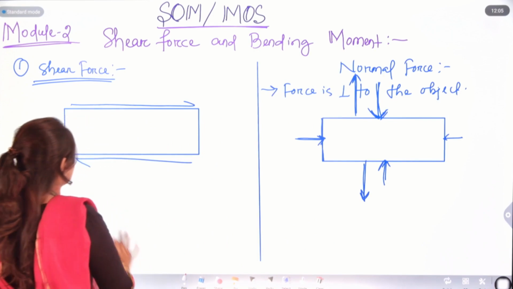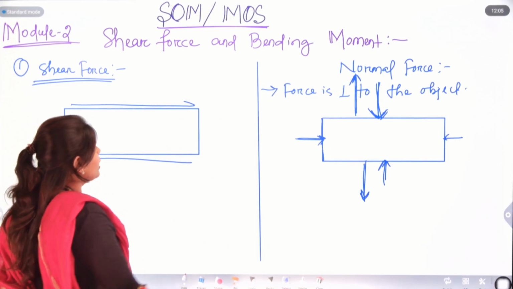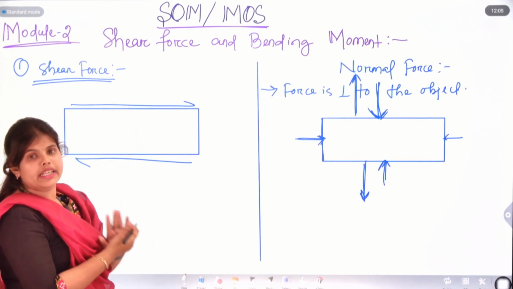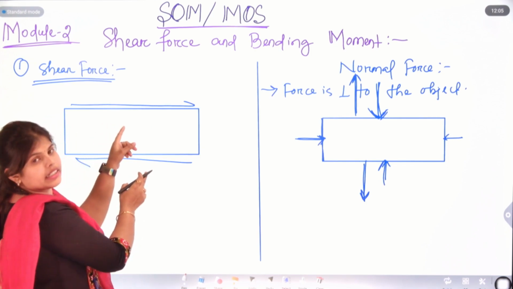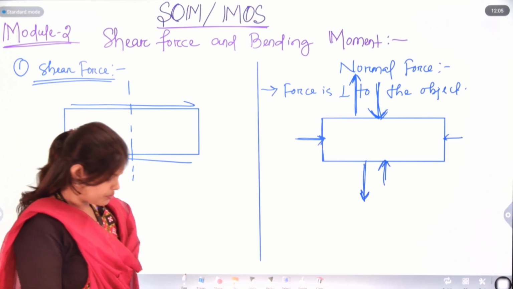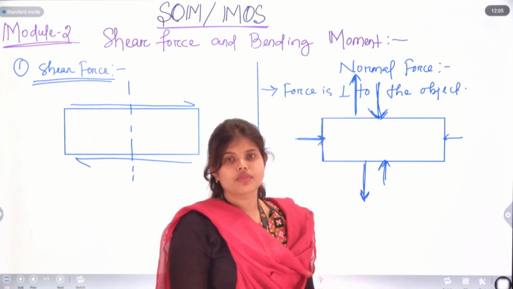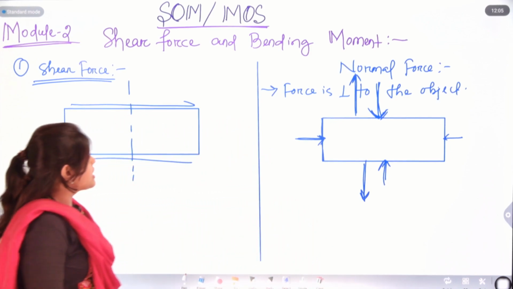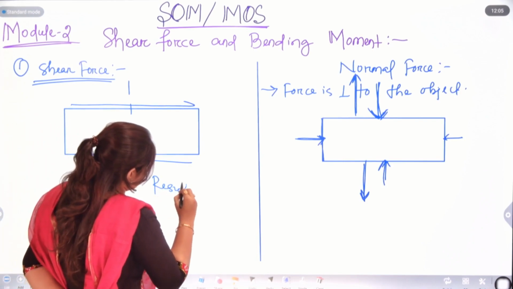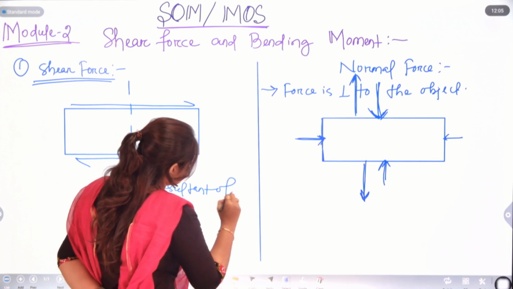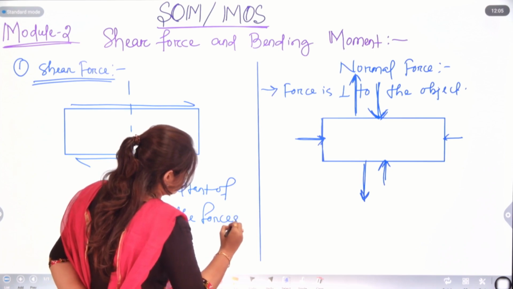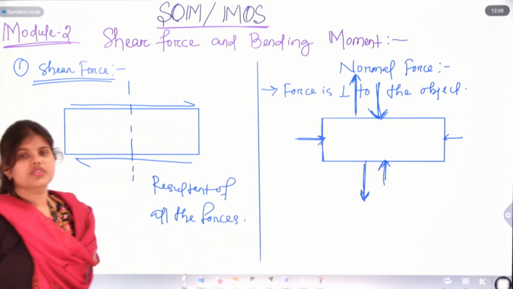But in case of shear force, what happens? If the object is fixed at some point and the force is acting like this, the object will break at the center. So, this is the big difference between shear force and normal force. But you can also say the shear force is nothing but the resultant of all the forces. How is it the resultant of all the forces?